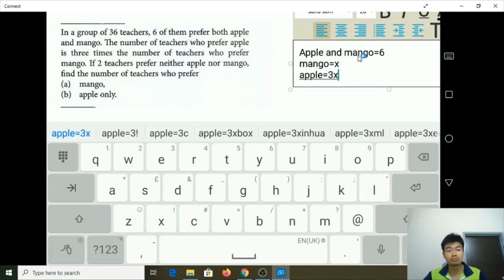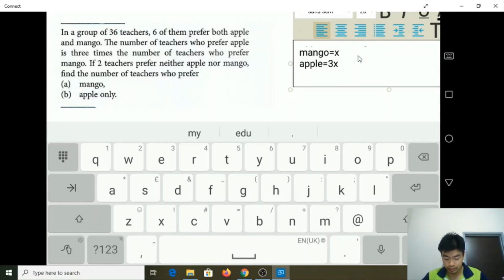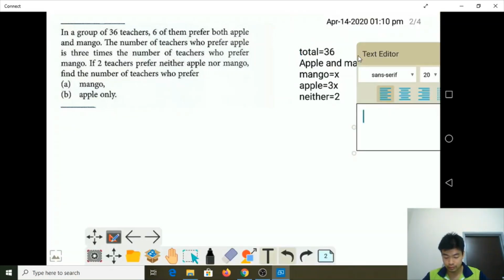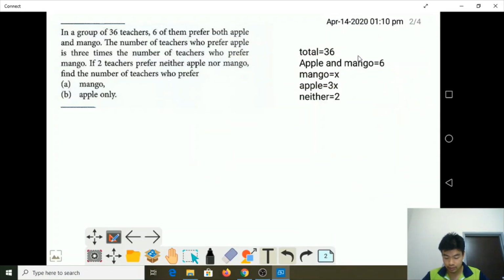2 teachers prefer neither. Let's say neither equals 2. Is that all? Yes, that's all the information. Now I can create the Venn diagram that I need to solve the problem.